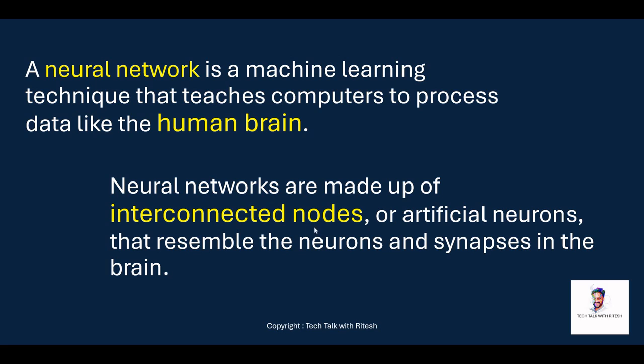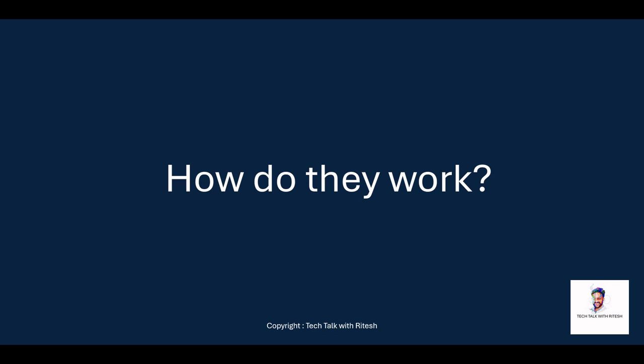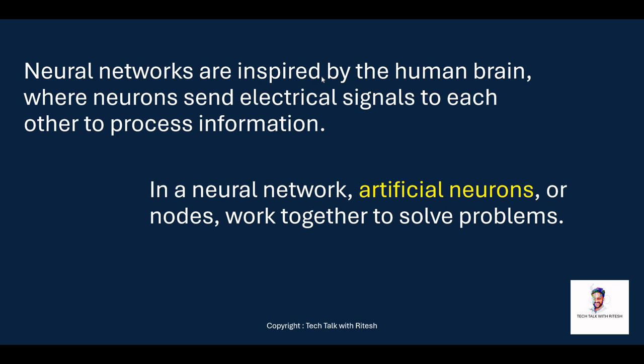Neural networks are made up of interconnected nodes or artificial neurons that resemble the neurons and synapses in the brain. So we are just trying to make the same thing whatever we have in the human brain. So let's see how they work. Neural networks are inspired by the human brain, where neurons send electrical signals to each other to process information.